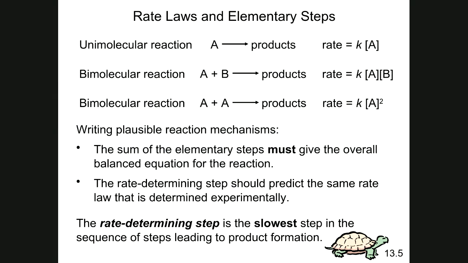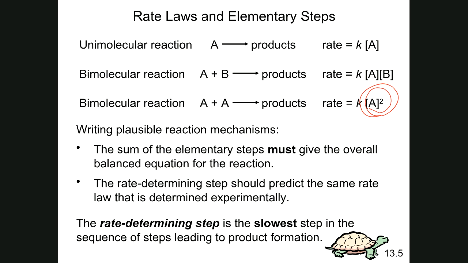Unimolecular, and then you have bimolecular. You have a bimolecular, but it's the same molecule. Second order basically. Okay, second order. If you have a multi-step reaction, when you add them all together, it should come up with the overall balanced equation.